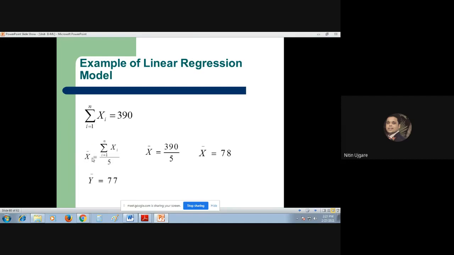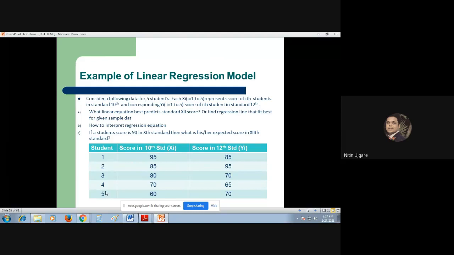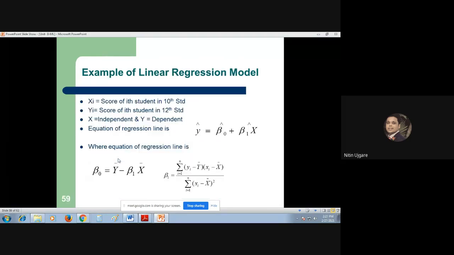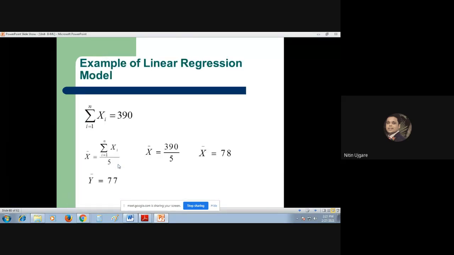So x bar is equal to the summation of xi, i equals 1 to n, divided by 5. Why 5? The total number of instances in our example is 5, so 5 data point samples are given to us. The summation of all the x coordinate values that we already calculated is 390, so we put it into this formula: x bar is equal to 390 divided by 5. So we have calculated x bar as 78.